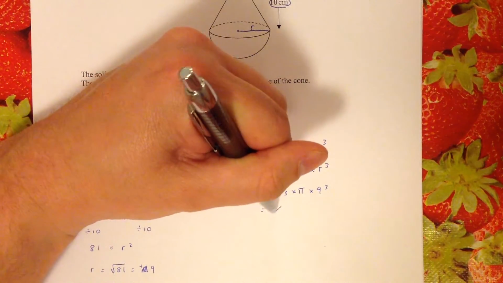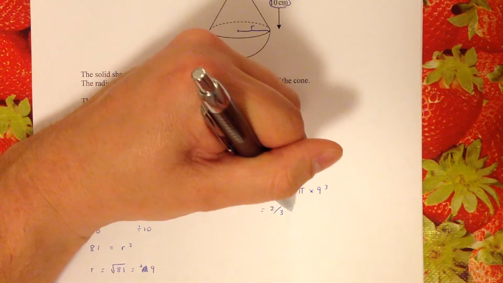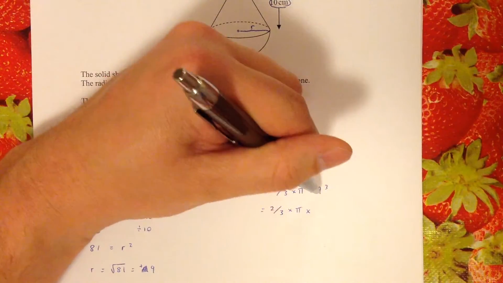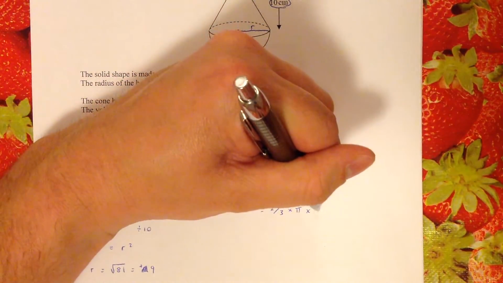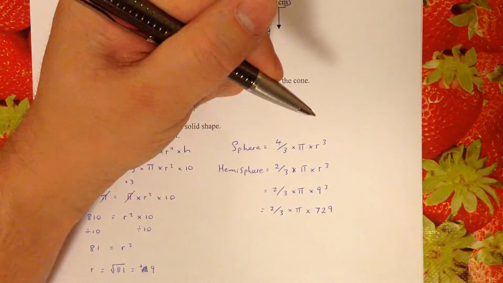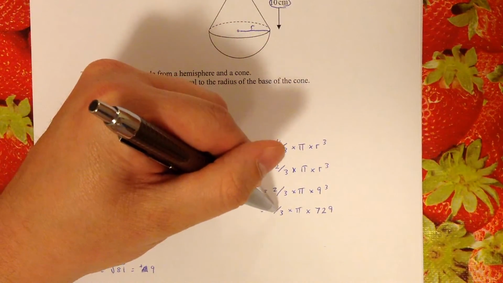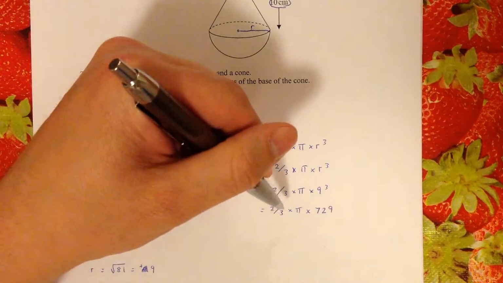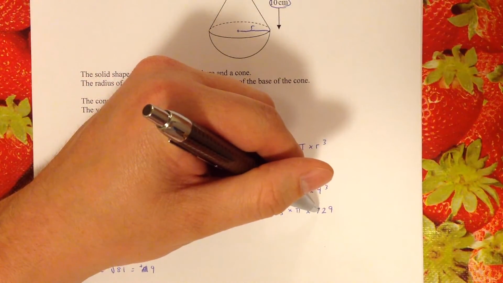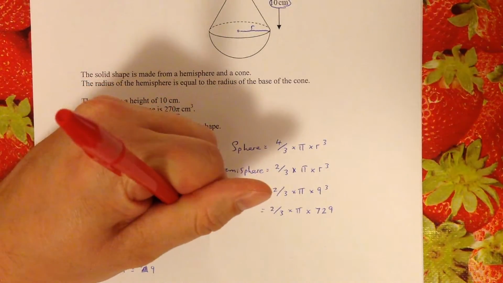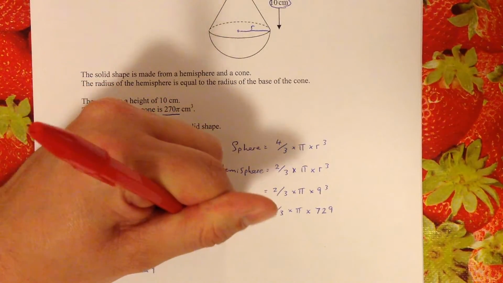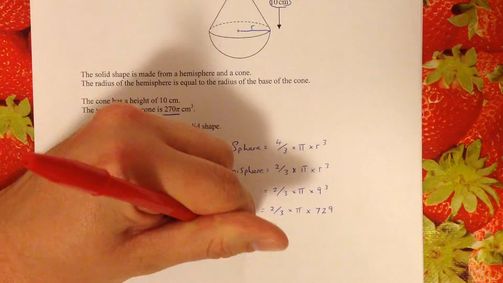So what I now have is 2/3 multiplied by pi multiplied by 9 cubed, which means 9 times 9 times 9, which I know is 729. And then I want to try and get rid of this nasty fraction here, 2/3. So I want to find 2/3 of 729. So let's quickly do some long division here to try and work that out. So we're going to do 2/3 of 729.